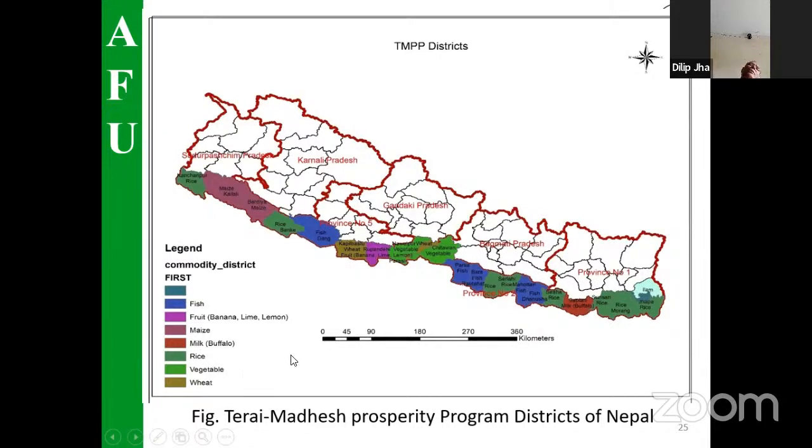It doesn't mean that other crops are not growing. Others are growing, but this shows the main measure. That's why, if you see, the blue one is for fish, then slightly, red completely is for milk, and slightly gray is maize and others, then rice. So this area is the main granary production area in Nepal. We call these the Tarai Madhya Prosperity Program districts of Nepal.